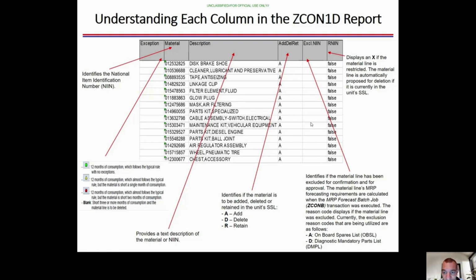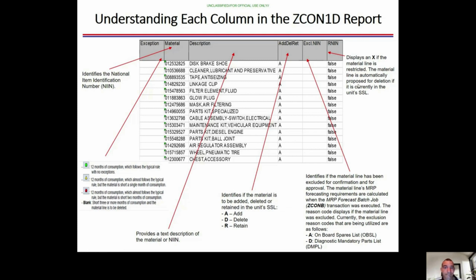So this column here, exclusion, identifies the material line has been excluded for confirmation and for approval. The material line's MRP forecast requirements are calculated when the MRP batch job ZCOM Bravo transaction was executed. So this is just pulling this stuff here. So currently the exclusion reasons are being utilized. So you could have two different codes here. You've got alpha or delta, onboard spares, or diagnostic mandatory parts.